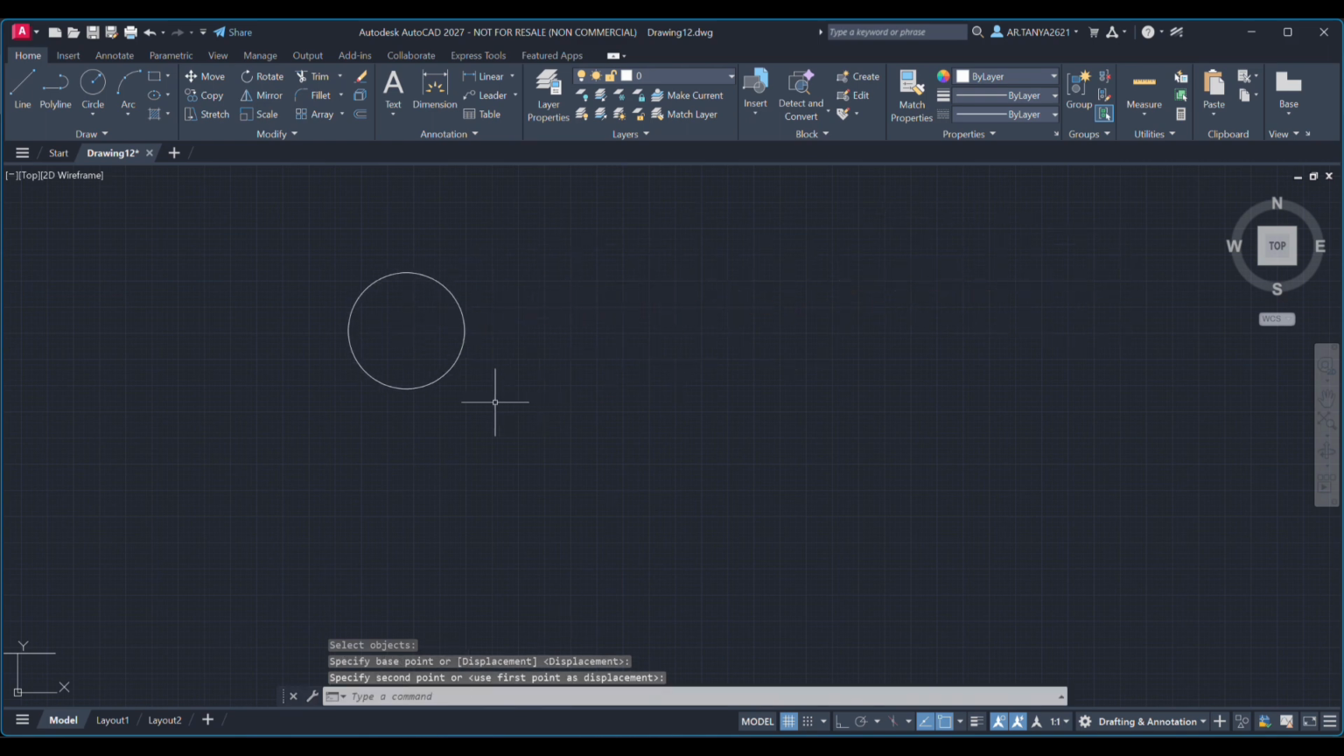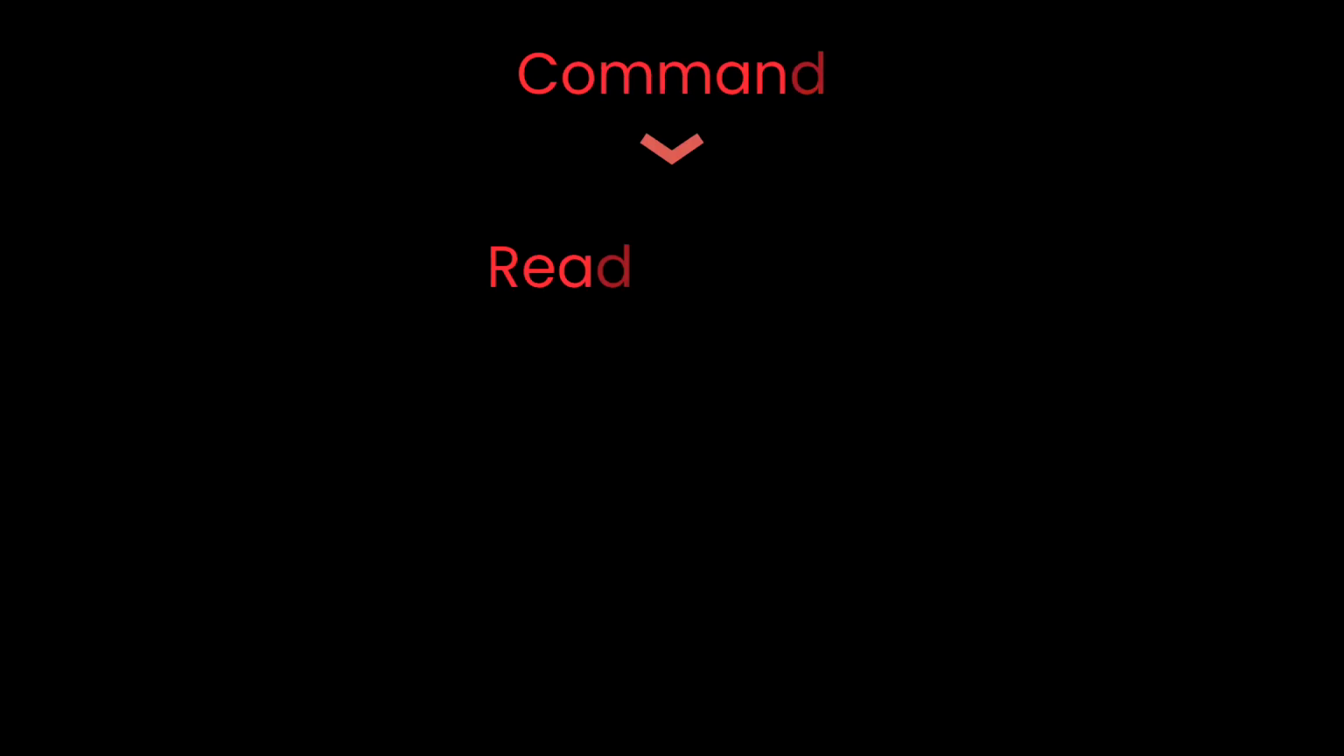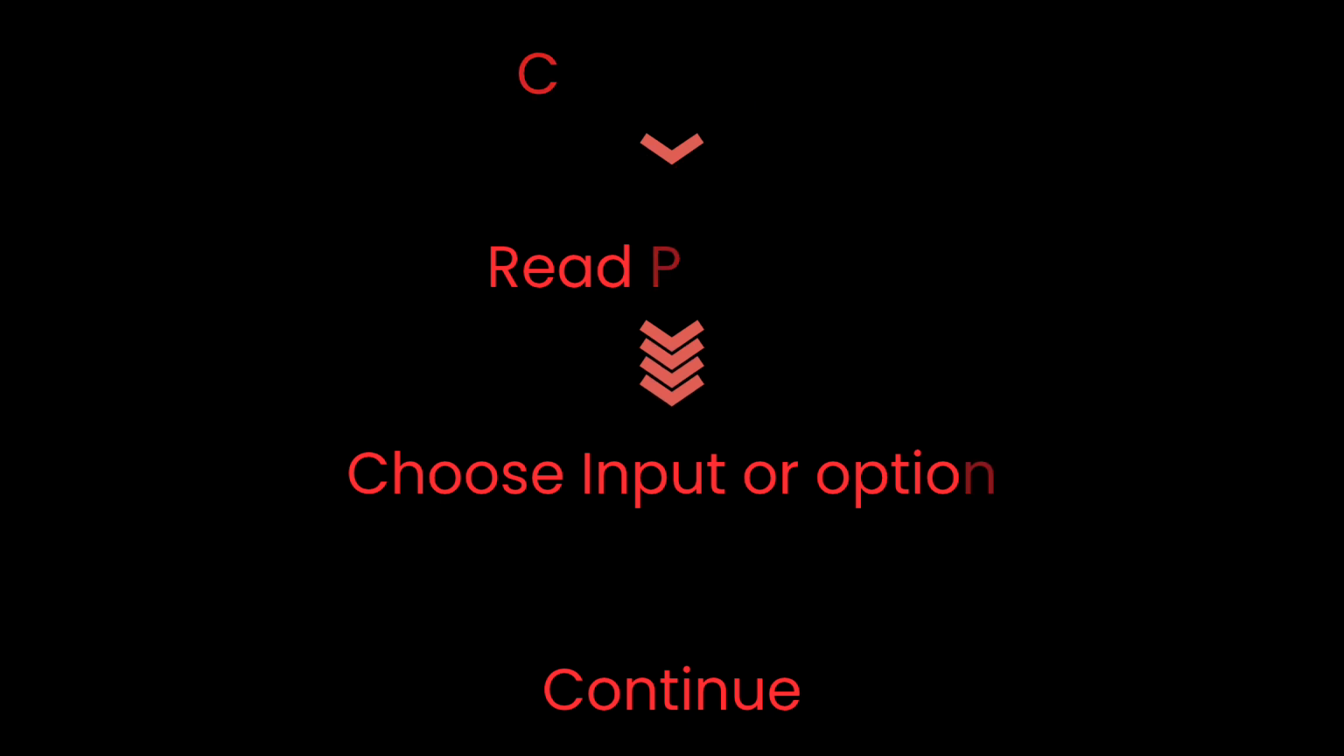Okay. Let's again use the same command by pressing spacebar. Move, select objects. I will select that object, spacebar. Now this time I will select displacement. You will see that it will take a base point from the origin and it will be moving according to that. You can see the circle is moving. So I'll move it here. This is why learning to read the command line is more useful than memorizing a sequence of clicks.